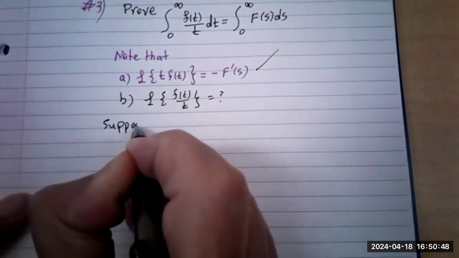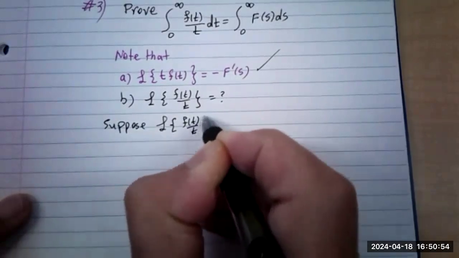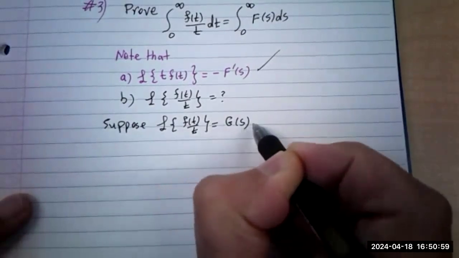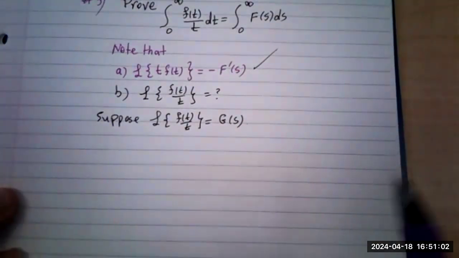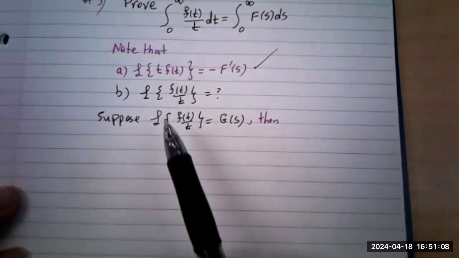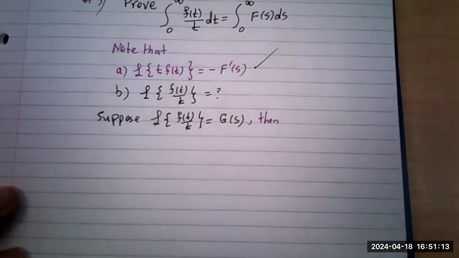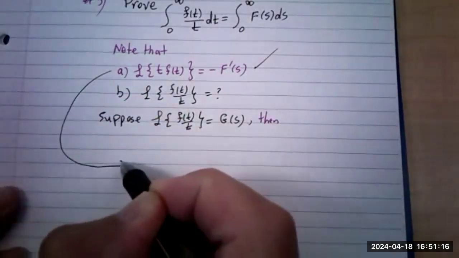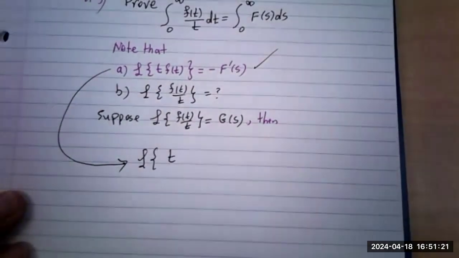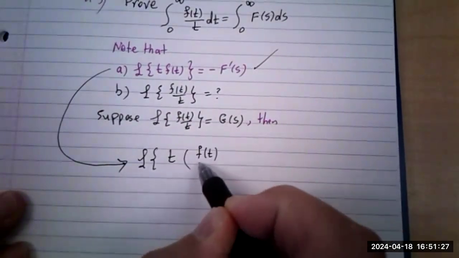Suppose I'm going to call the Laplace of f of t over t a function of s, okay, I'll call it g of s. Just for simplification, okay? And then look at this. I'm going to go to this formula and replace f of t by f of t over t. It's going to be the result. It's going to be Laplace of t times the function. So I change this function into f of t over t.